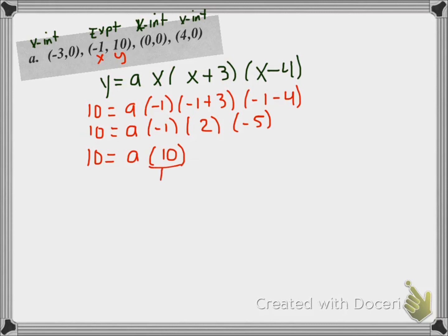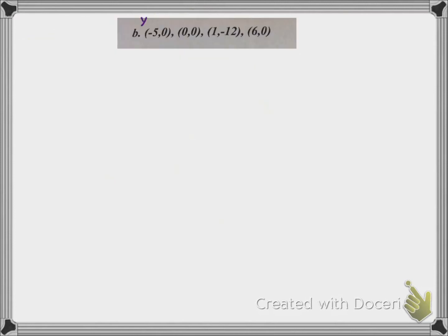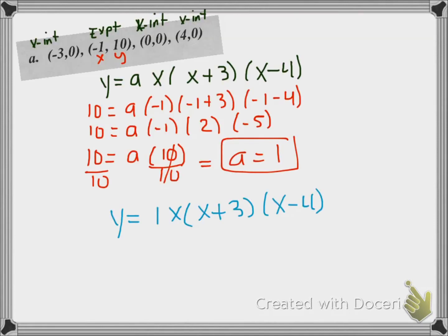We have to divide both sides, and it turns out the a for this problem is just a 1. So we rewrite it, we go ahead and put it back into the equation. y equals 1. You don't have to put the 1 if you don't want to, it's your choice. The x, and then x plus 3, and then the x minus 4. So there's the answer, just in case you had to see it again.